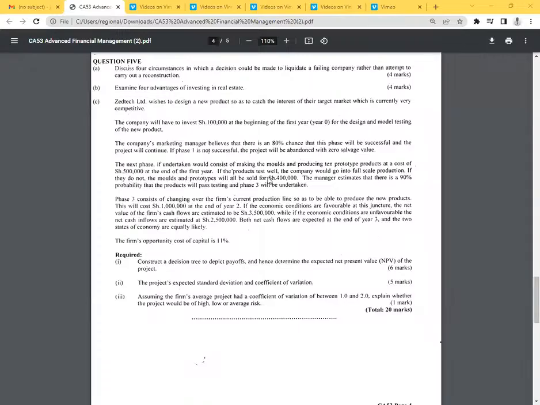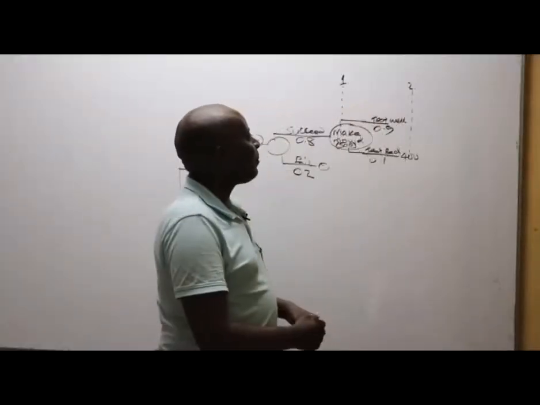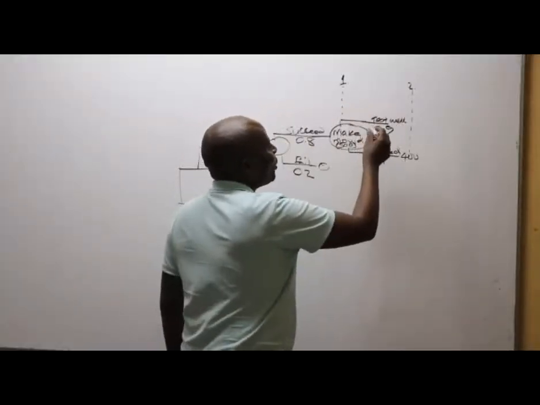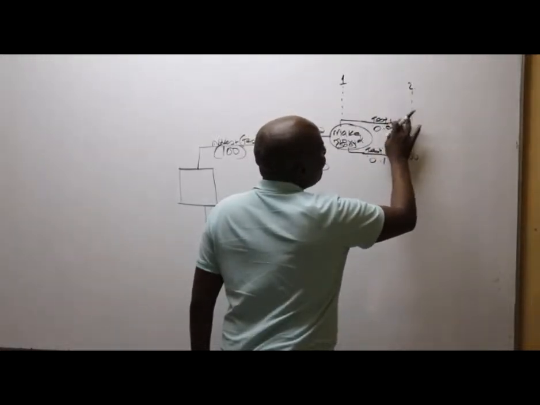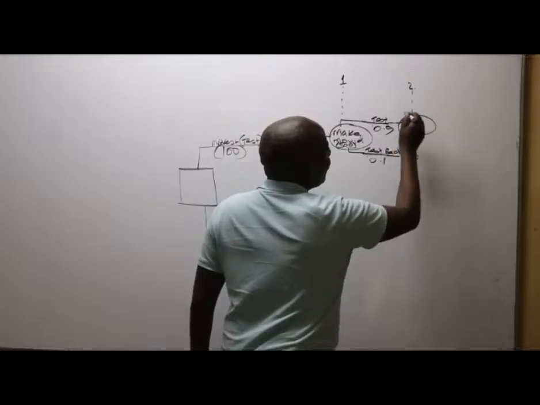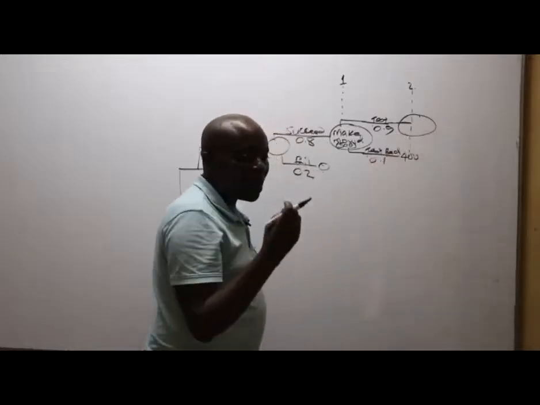They have told us here that phase 3, which is full scale production, consists of changing over the farm's current production line so as to be able to produce the new products. This will cost 1 million at the end of year 2. Great. So we are being told, ladies and gentlemen, if this prototype tests well, then we are going to full scale production, and there would be some changes in our production line.